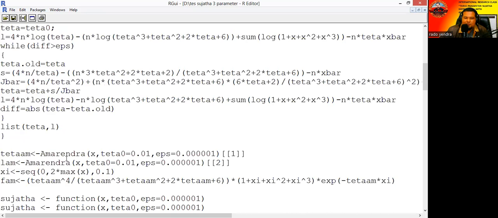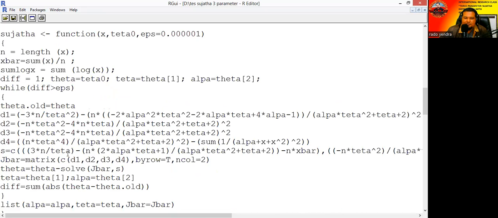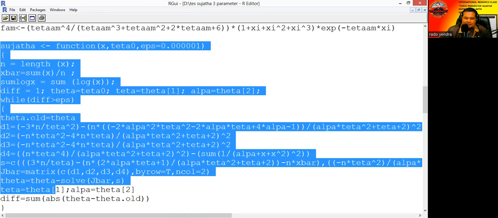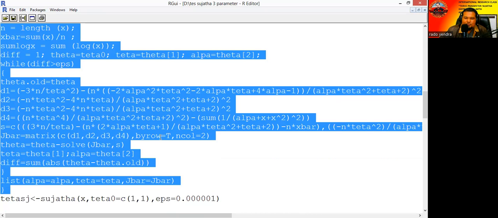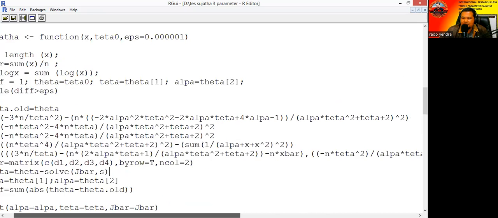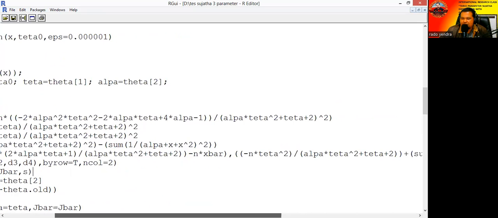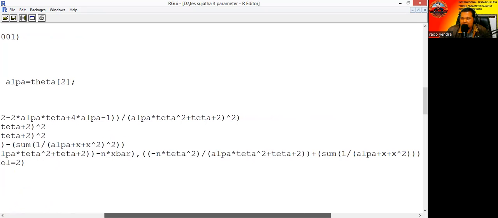And this one is for the Sujatha 2 distribution. Okay, Sujatha 2 distribution starts from here until here. This is the Sujatha 2 distribution. We open this slowly. There is one long equation, and you can check by yourself. This is for the Sujatha 2.